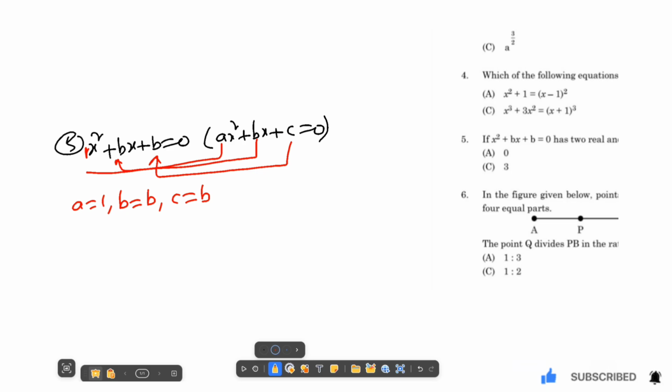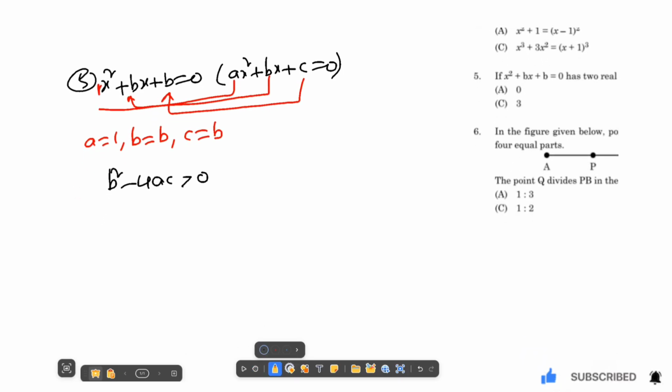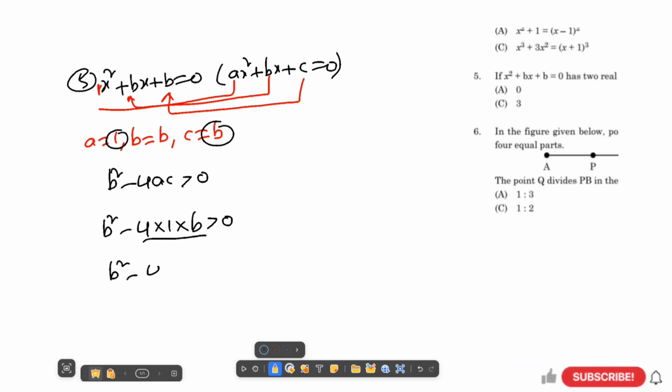Now when this equation has two distinct real roots, the discriminant value, b square minus 4ac, should be greater than 0. So let's apply the a value, b value. So b square, here b value is b only, minus 4 into a value, which is 1, and c value is b, is greater than 0. So b square minus 4 into 1 into b, it is 4b, greater than 0.